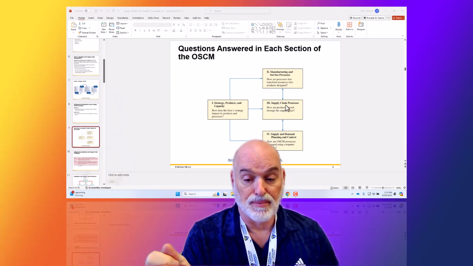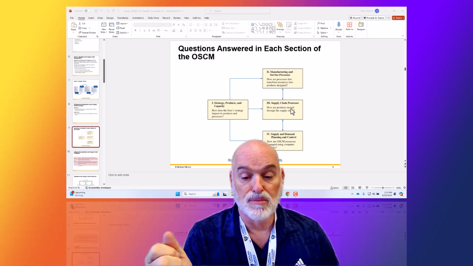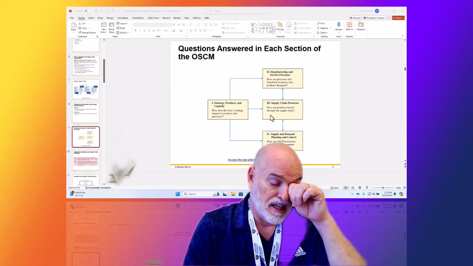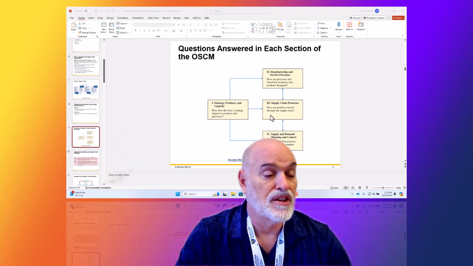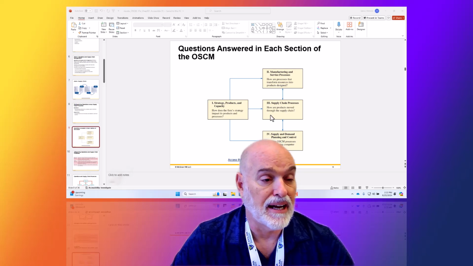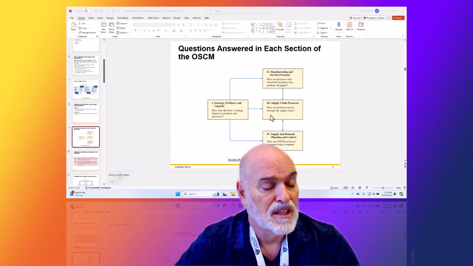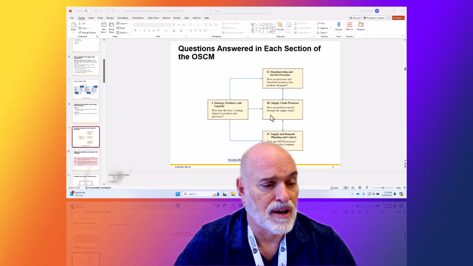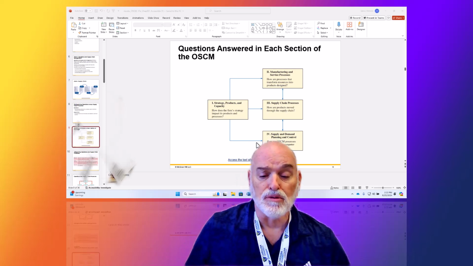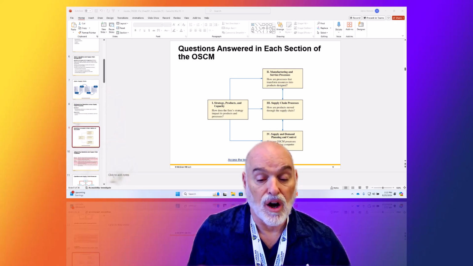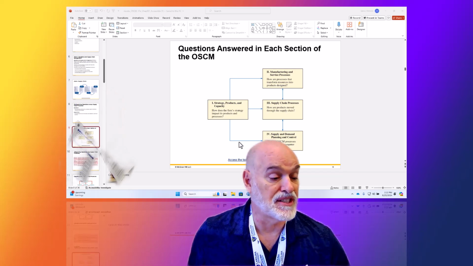Number three, supply chain processes. How are products moved through the supply chain? And that's different for different products. In some instances, you have some products that move through the supply process chain by aircraft, others by rail, truck, pipeline, so a variety of ways. Number four, supply and demand planning and control. How are OSCM processes managed using computer systems? And we'll get into that a little later.